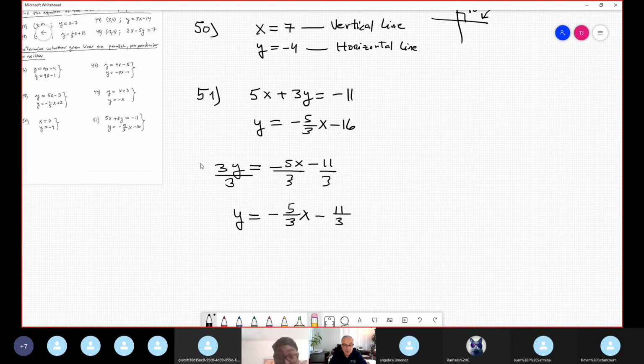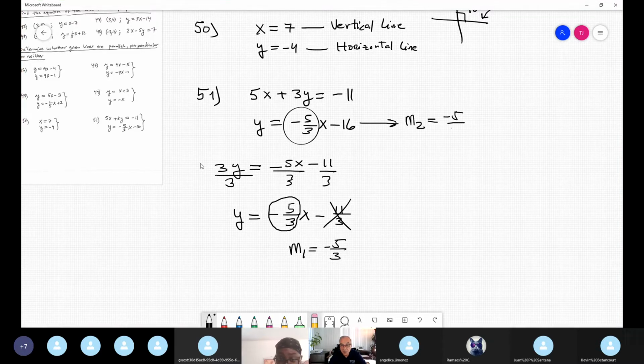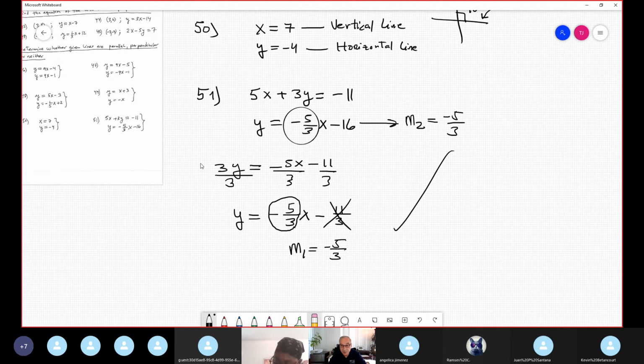I don't care about that part, it's not important. The important part is this. The coefficient of x is the slope. Slope 1, of the first line, is negative 5/3. And slope 2 is obvious without doing anything, only looking at the equation, it's 5/3. Entonces the same slope, look, entonces they are parallel.